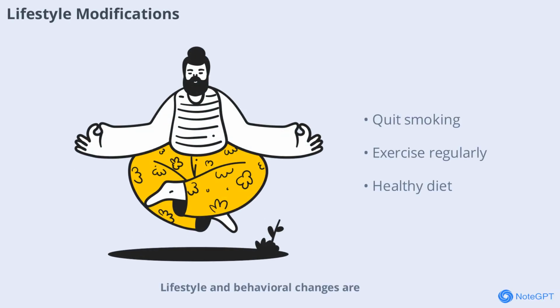Lifestyle and behavioral changes are essential for stroke prevention and recovery. Key recommendations include quitting smoking, reducing salt intake, avoiding excessive alcohol, losing weight, and engaging in regular physical activity. These changes not only lower the risk of stroke but also improve overall cardiovascular health. Support from healthcare professionals can help patients make and maintain these important adjustments.